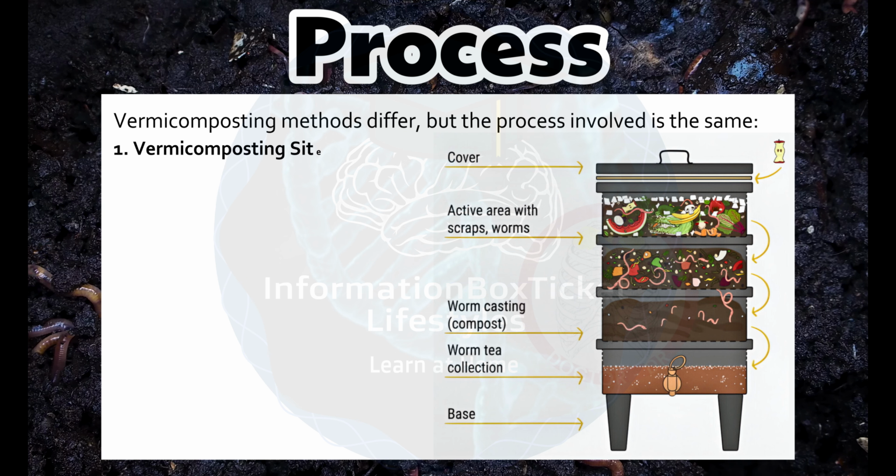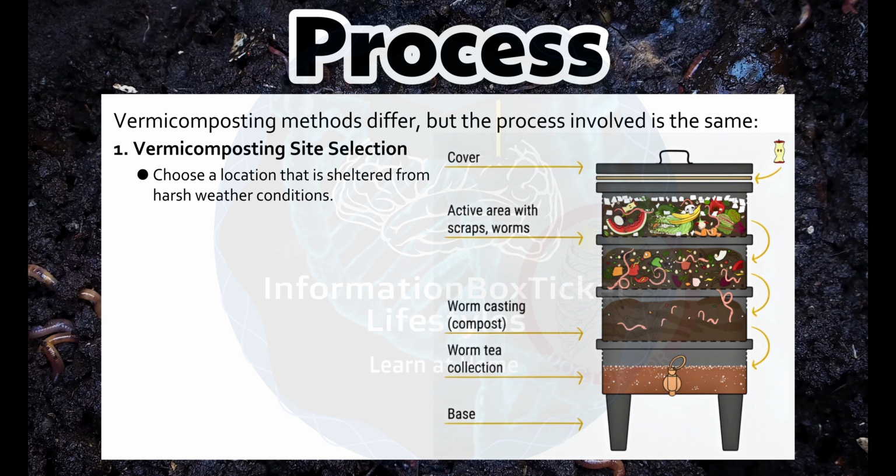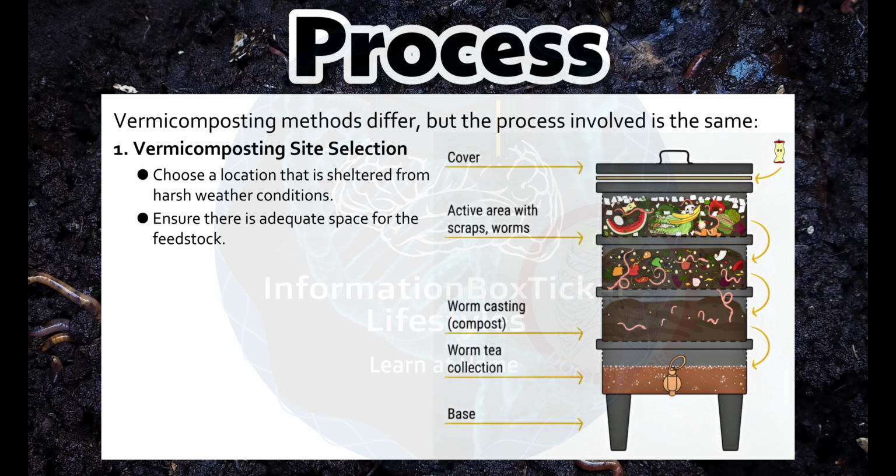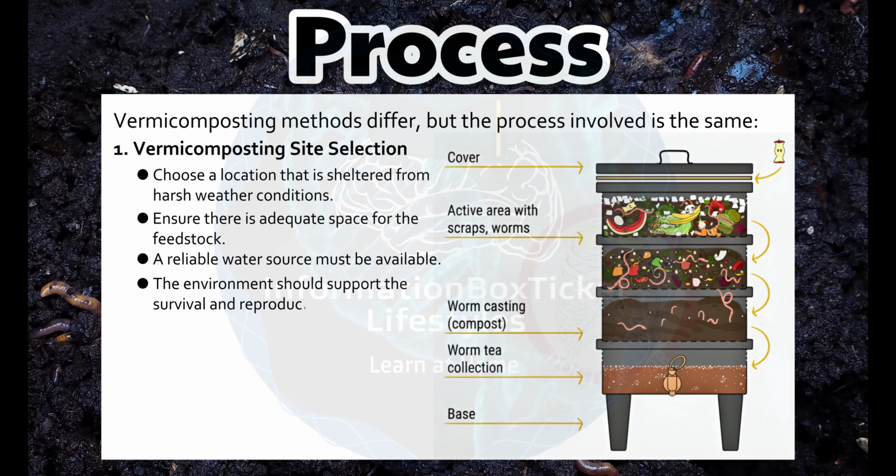1. Vermicomposting site selection. Choose a location that is sheltered from harsh weather conditions. Ensure there is adequate space for the feedstock. A reliable water source must be available. The environment should support the survival and reproduction of earthworms.